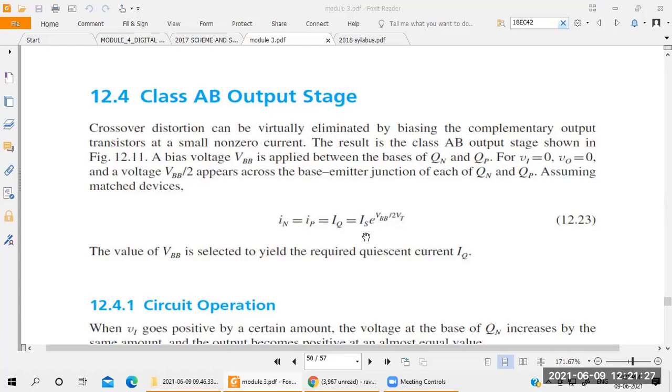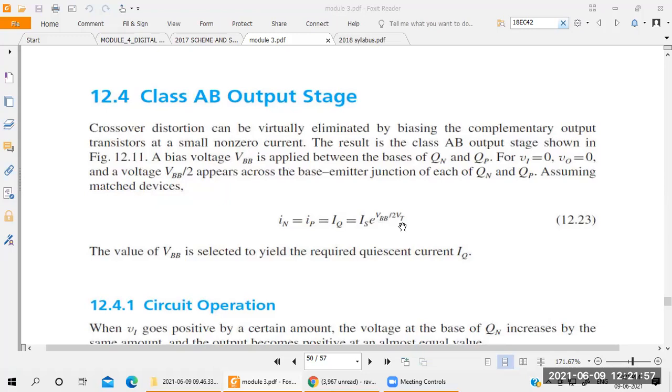IS, the reverse saturation current, multiplied by e to the power of VBB by 2 into VT. So we are increasing the DC current with respect to the biasing voltage, that is VBB by 2, because I have connected two DC supplies for the circuit. One DC supply for the NPN, one DC supply for the PNP. Understood? That's why we are increasing the DC current exponentially with VBB by 2 into VT.